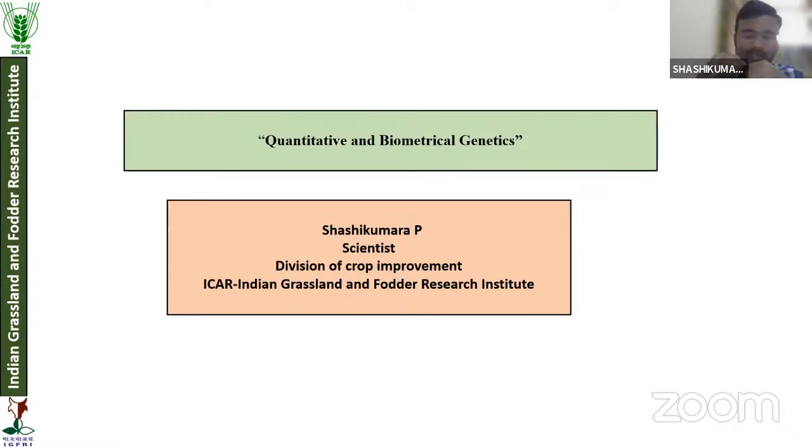Good evening, everybody. I am Dr. Shashi Kumar P, working as scientist from ICAR-IGFRI. The topic given to me to present today is quantitative and biometrical genetics. It is one of the toughest and largest components in genetics and plant breeding, which I will try to cover, the important things, in a very simple manner within the specified time. This topic is very important especially for the ARS, because most of the questions will come from breeding and also from quantitative and biometrical genetics. I hope this will benefit the students.